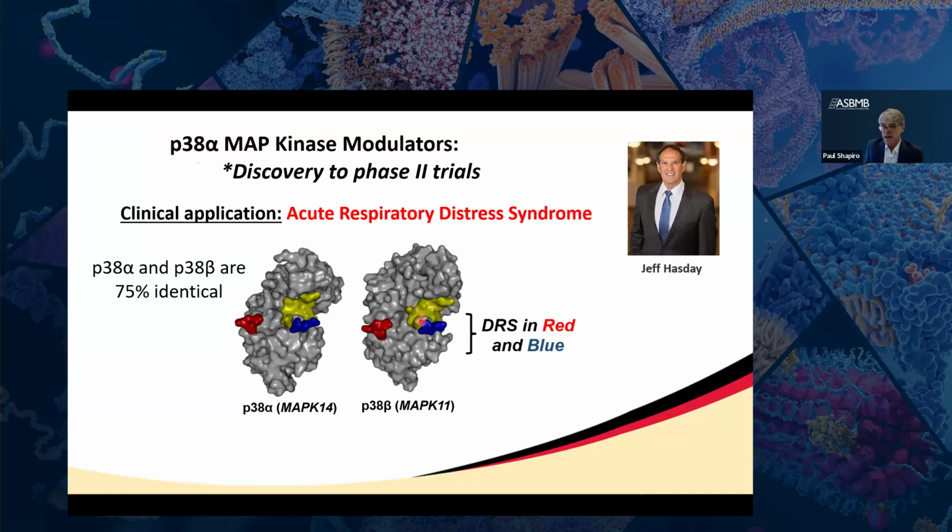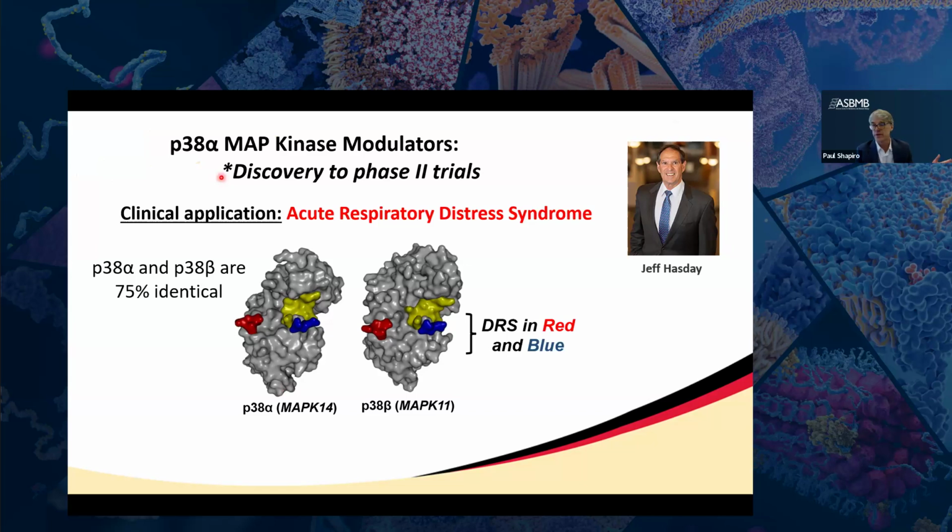Now I'm going to finish up the last part of my talk, talking about the studies that we've done targeting the p38 alpha MAP kinase. This is the one that is now in phase 2 clinical trials. My long-term collaborator Jeff Hasday is a clinician who's worked in the intensive care unit, and he's been treating patients with acute respiratory distress syndrome for many years. His goal was to try to reduce the mortality of patients who come in on respirators and are intubated. And we knew that p38 was an important target.